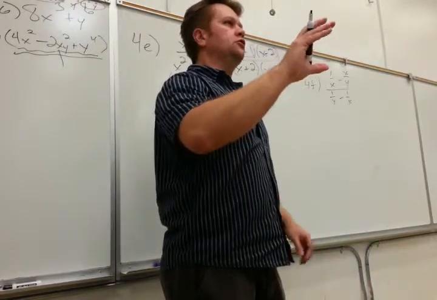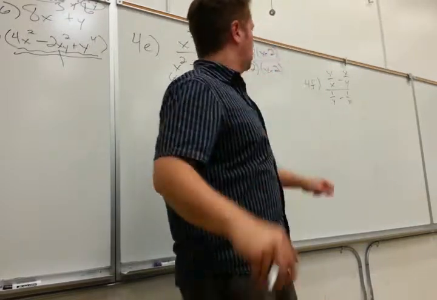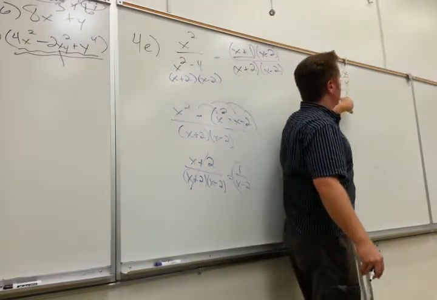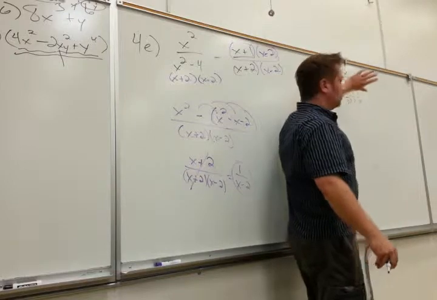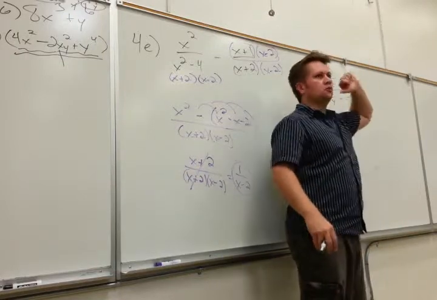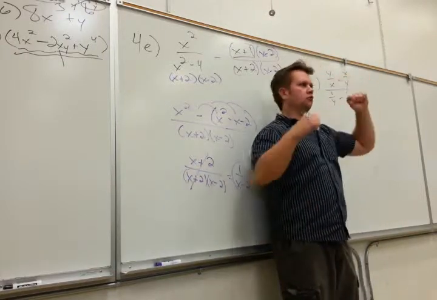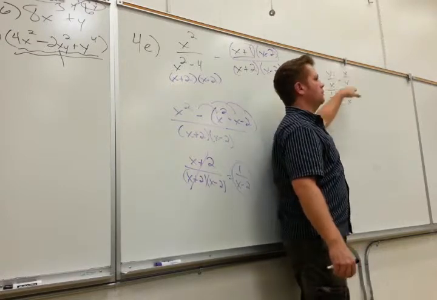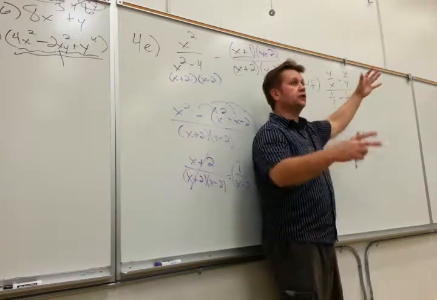I saw a few people doing this differently. You certainly could find the LCD for both the top and the bottom separately and then multiply by the reciprocal. That's beautiful. There's nothing wrong with that. A little more direct route is to just multiply top and bottom by the LCD of everything.